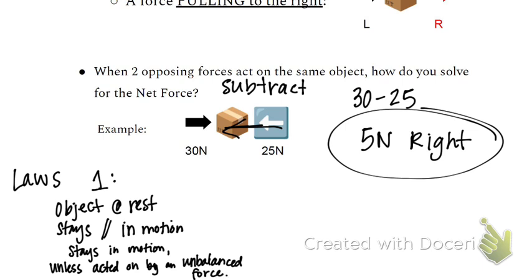Okay, our second law we've actually already talked about. It's just our force formula. Force is mass times acceleration.